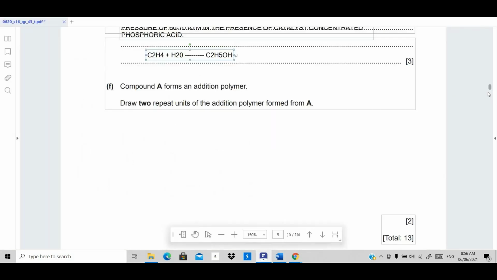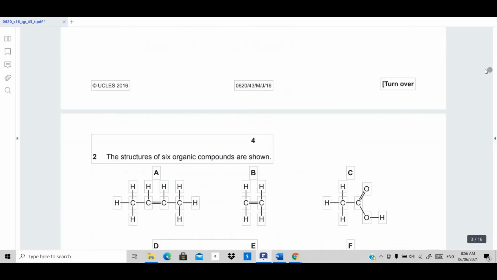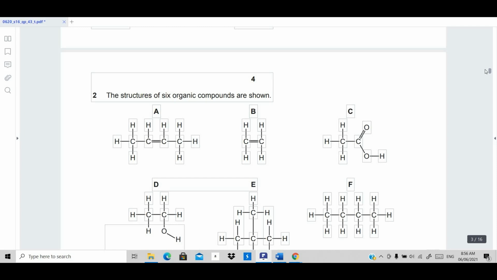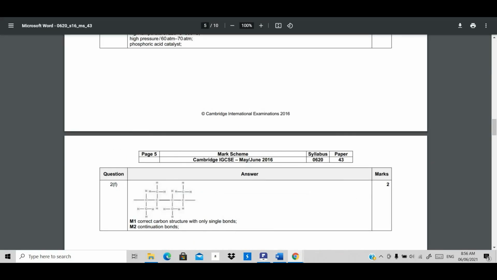Now in this question you can see you need to draw only the double bond here, only this carbon atom and this carbon atom. But they're asking for two repeating units, so we'll draw it two times, so in total there will be four carbon atoms. But this time you need to convert the double bond into a single bond. That is the rule for making an addition polymer when we are drawing two repeating units.